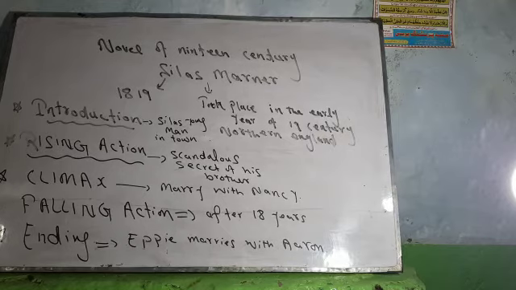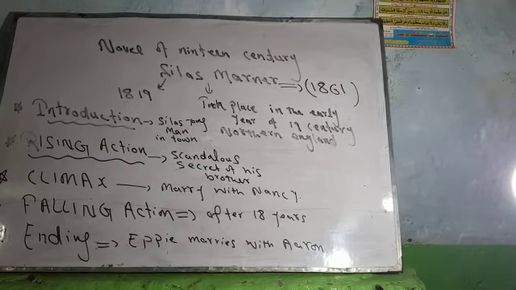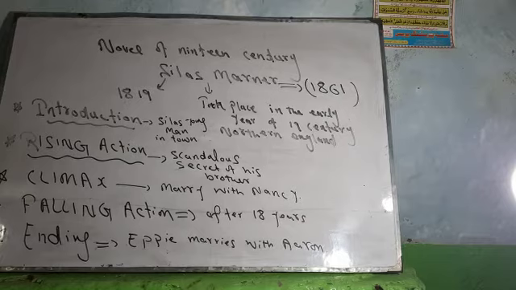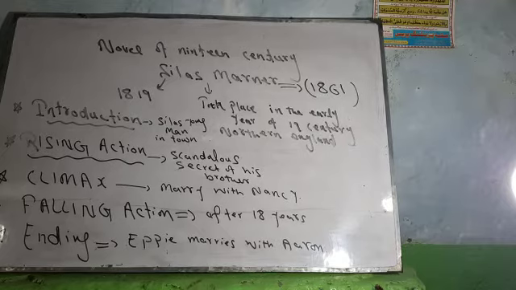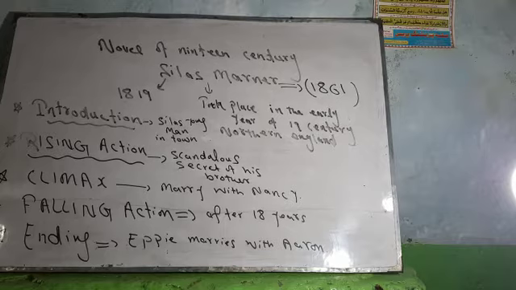Today I am with the novel of the 19th century, Silas Marner, which is published in 1861 by George Eliot, who was born in 1819. Before I go through the plot and the characters of the novel, first I want to tell you the introduction, the rising action, the climax, the falling action, and the ending of the novel in brief. And inshallah, soon I will give you all these notes in hard form. Then you will understand much more about it.